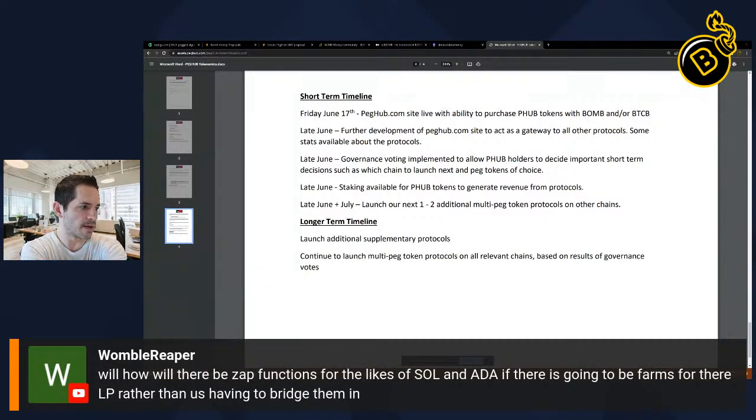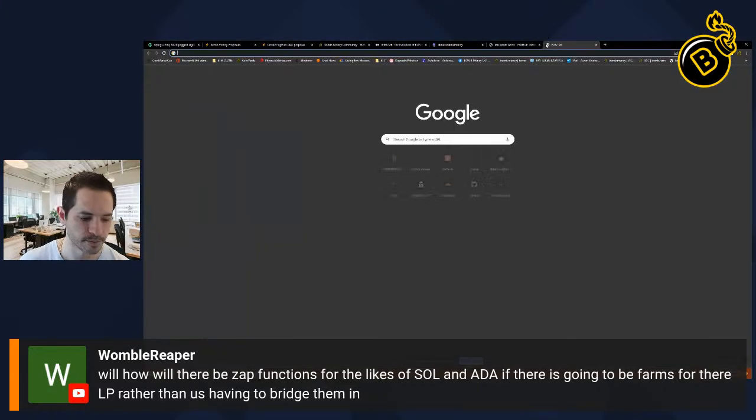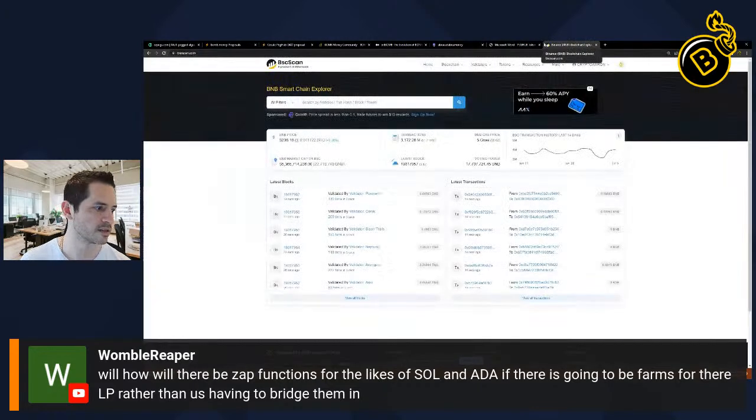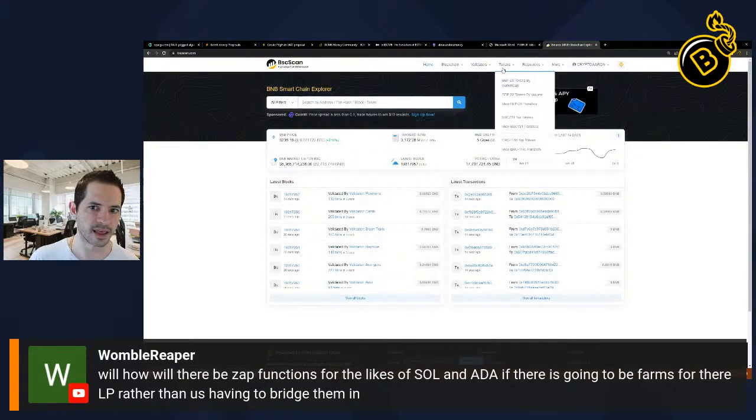How will there be zap functions for the likes of Sol and ADA if there's going to be farmers for their LP rather than us having to bridge them in? The reason why those are very likely potential choices for the third and fourth peg, and same with Polkadot, is because they are native to their own chains, and they aren't EVM compatible chains, so we can't really launch a fork on those chains.